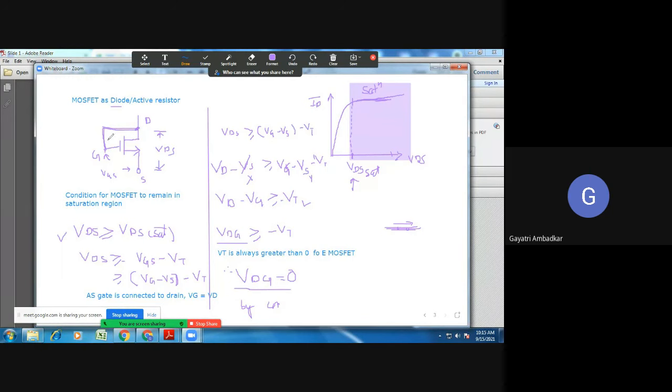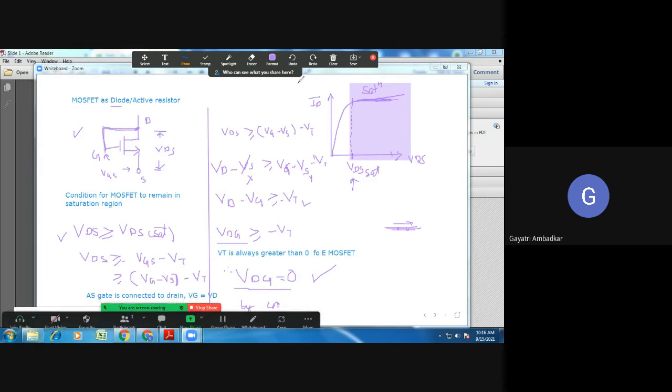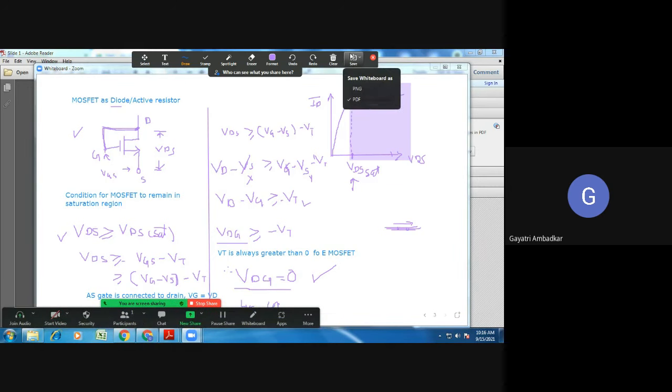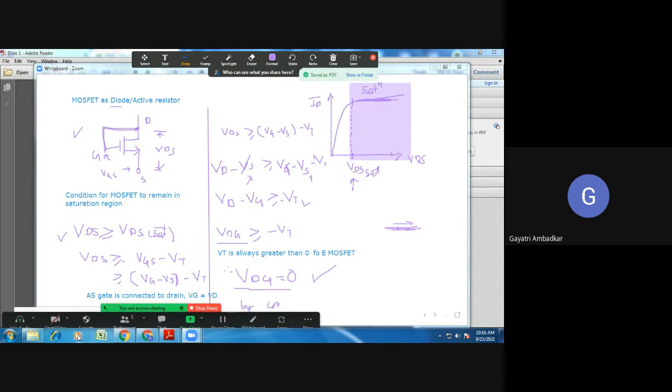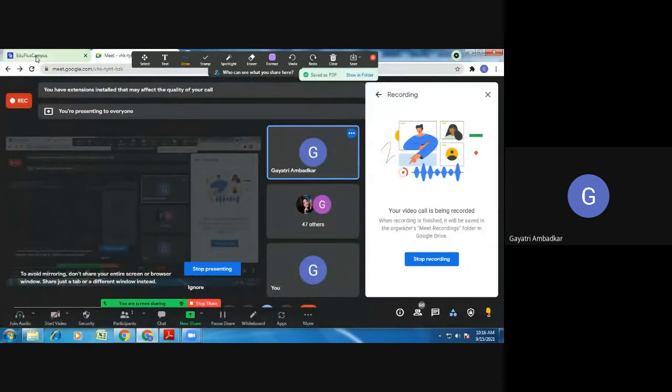So if I short the gate with the drain, we can use the MOSFET as a diode. When the question comes as MOSFET as a diode, you draw this circuit and explain that if we are able to keep the MOSFET in the saturation region, it can be used as a diode. And to prove this, you derive this equation and prove that it requires VDG equal to 0. Therefore, by shorting the gate terminal with the drain, one can use the MOSFET as a diode. Okay, so please go through this.